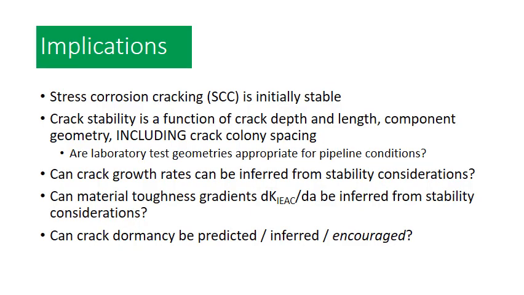So what are the implications here? We know that stress corrosion cracking is initially stable. You'll see in the literature that it's well established that cracks can go dormant. And I've indicated here that the crack stability is a function of the crack depth and length, the component geometry, and that includes the crack colony spacing. So I really have to raise the question of, when we do laboratory test geometries, are these test geometries appropriate for pipeline conditions? Are the laboratory test geometries appropriate to demonstrate those crack stability considerations?